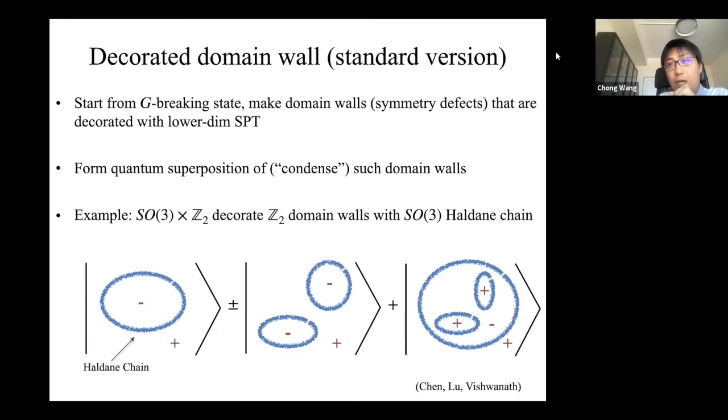But the non-trivial thing is that on this domain wall, I decorate, essentially I put a lower-dimensional non-trivial SPT state, or in general some topological state. Then I can condense this decorated domain wall, in the sense that I form a superposition of such domain wall configurations with arbitrarily large domain walls. If the domain wall isn't decorated with anything, this is a well-known procedure to produce a paramagnetic phase, an Ising paramagnet. But if the domain wall is decorated with stuff, then you get something non-trivial.